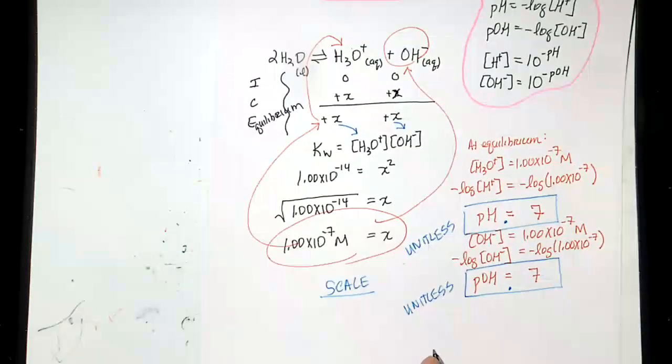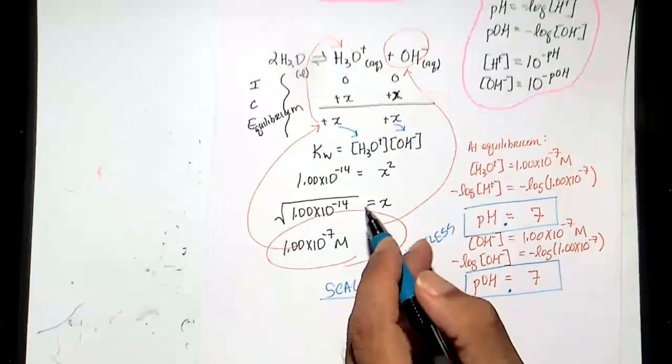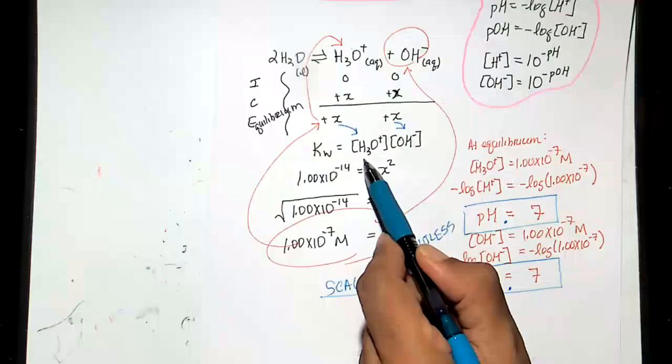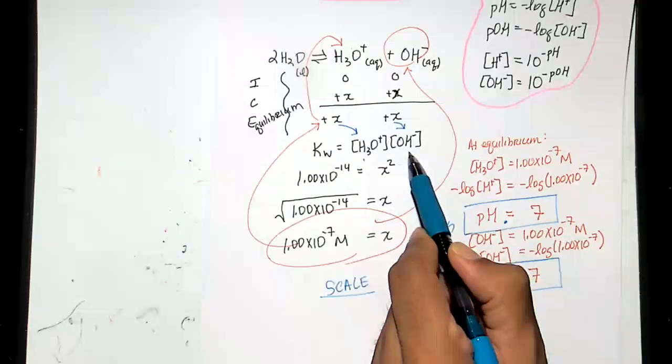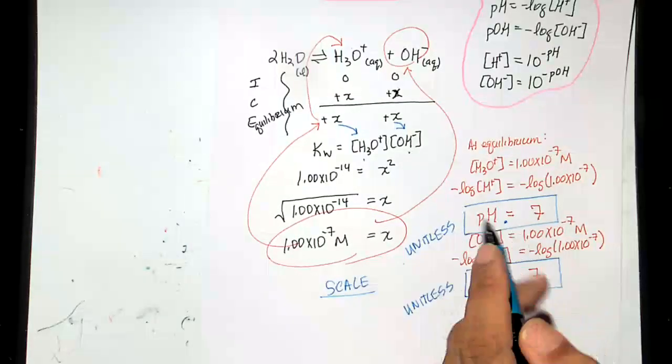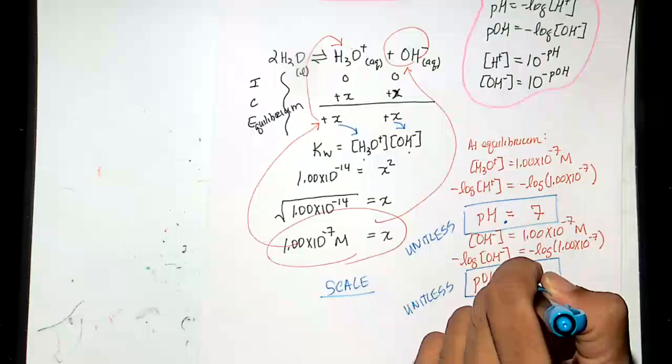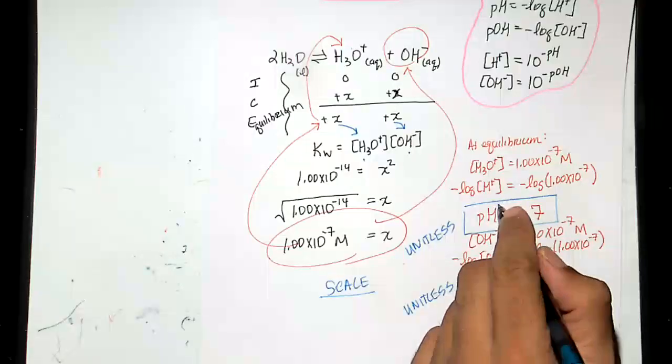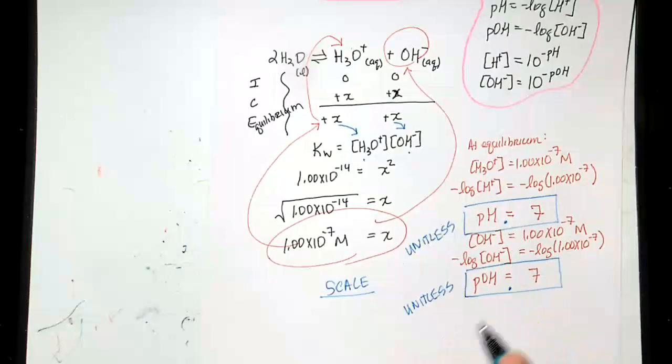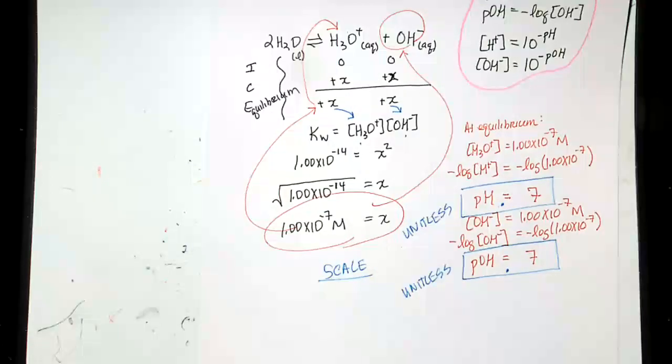So what would neutral pH be? Neutral pH is when the H3O plus is equal to OH minus. And what would that pH be? What would that pOH be? 7. So neutral pH, neutral pOH would be 7.